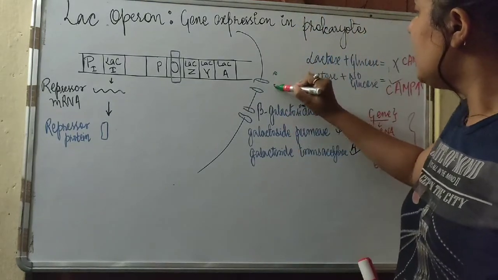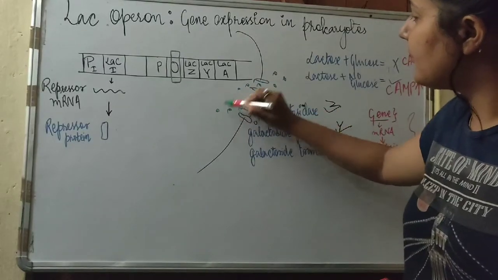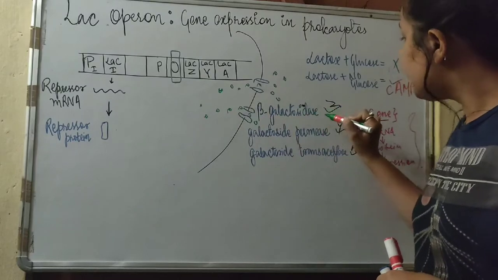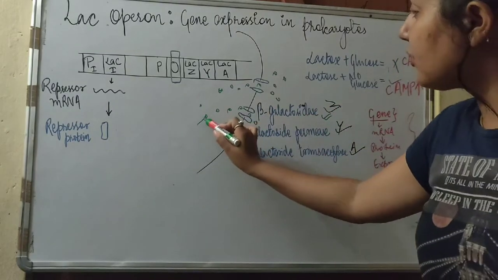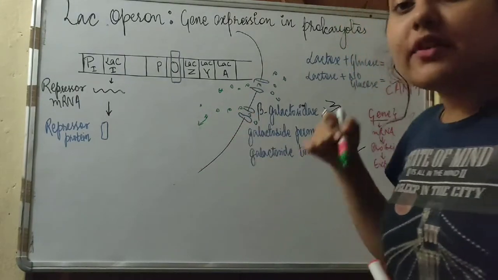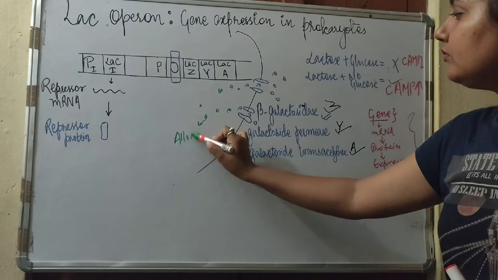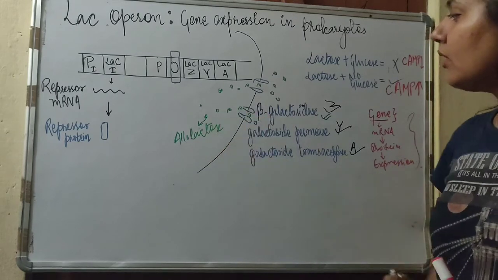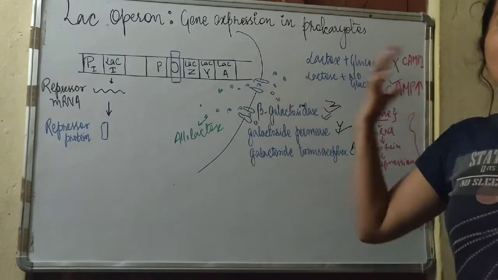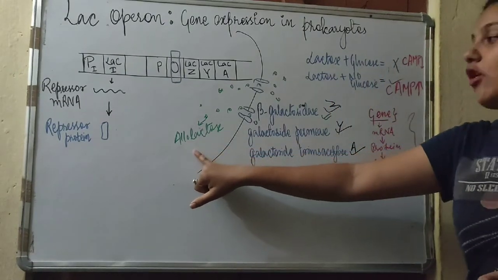Outside the cell there will be lactose. That is why this operon is on. So lactose will enter the cell. Alright, when the lactose enters the cell, then this beta galactosidase will act on it, and some of the lactose molecules will be converted structurally into allolactose, that is the isomeric form of lactose.